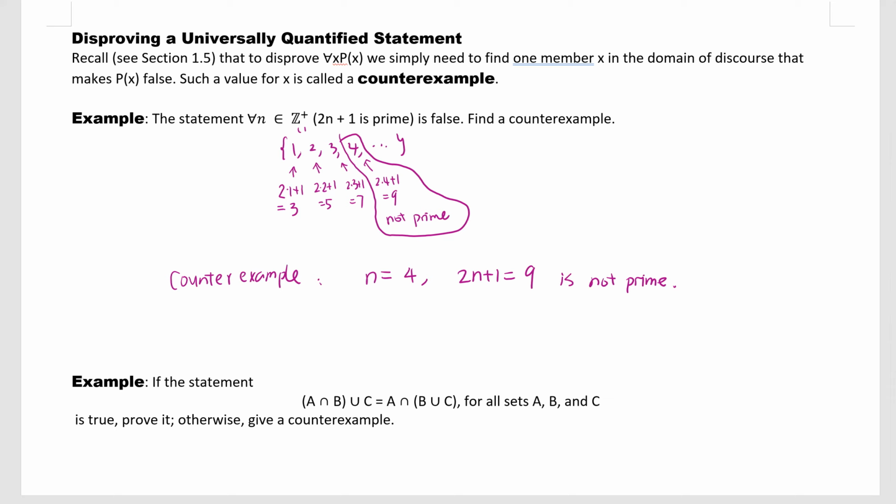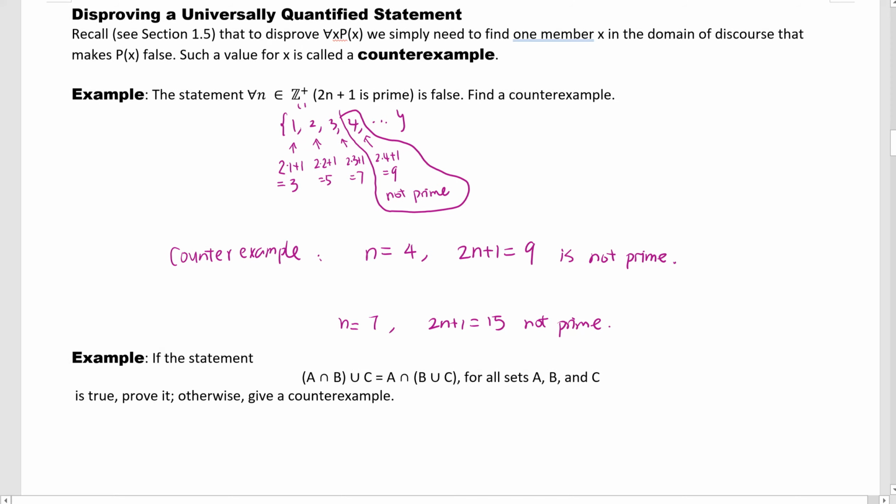Of course you can find other numbers. I'm sure a lot of numbers work. For example, 7 works, right? With n equals 7, 2n + 1 is 15, and it's not prime. There are lots of counterexamples in this case, so you don't need to pick the one I picked. You can pick many, as long as 2n + 1 is not prime. Let's continue.